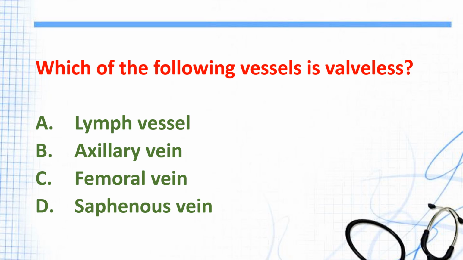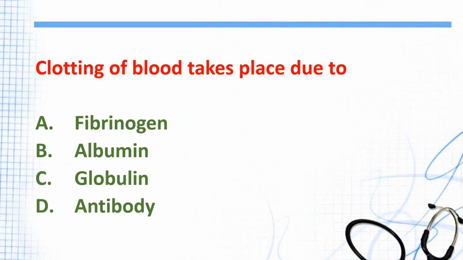A. Lymph vessel, B. Axillary vein, C. Femoral vein, D. Saphenous vein. And the answer is B. Axillary vein. Clotting of blood takes place due to A. Fibrinogen, B. Albumin, C. Globulin, D. Antibody. And the answer is A.